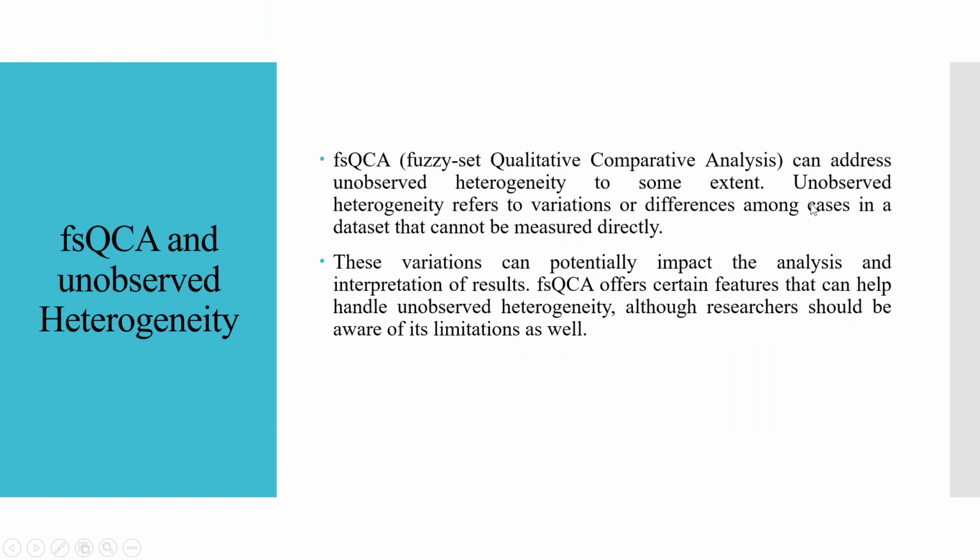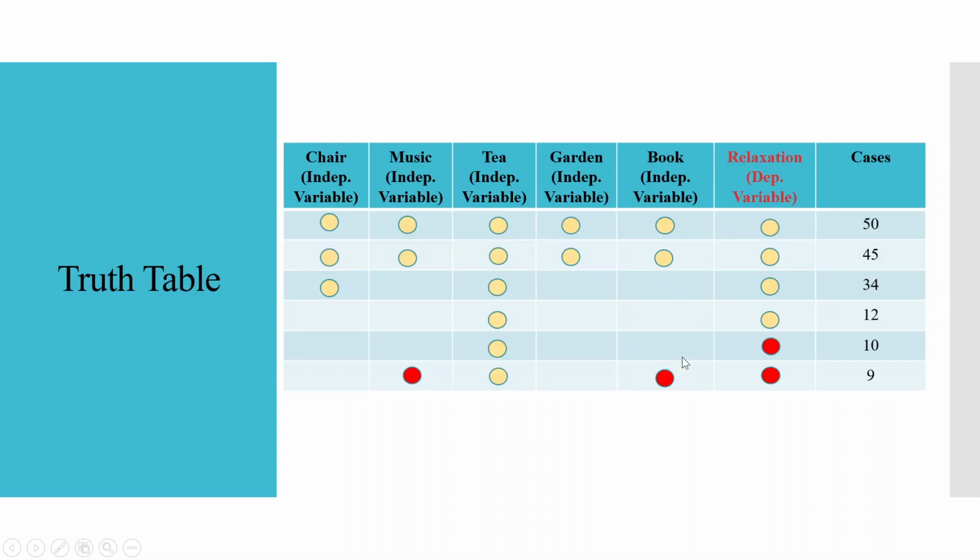So let me read it again. Unobserved heterogeneity refers to the variations or differences among cases in a dataset that cannot be measured directly. These variations can potentially impact the analysis and interpretation of results. fsQCA offers certain features that can help handle unobserved heterogeneity, although researchers should be aware of its limitations as well.